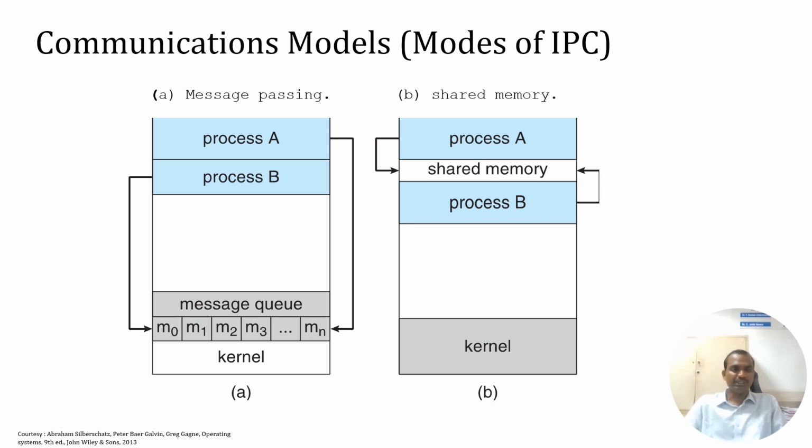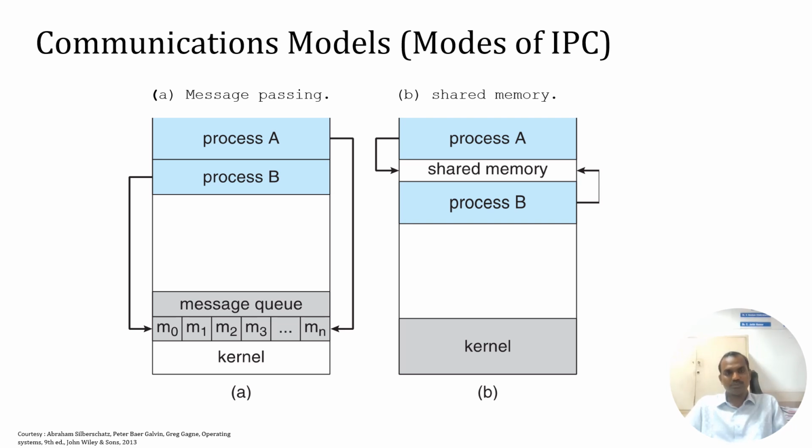Coming to message passing, we have process A, process B, up to process N. Look at the bottom of the message passing diagram: we have something called a kernel, and above it a message queue that has M0, M1, M2, M3, up to Mn. These M0, M1, M2, M3 up to Mn are nothing but the messages, and they are in a queue.